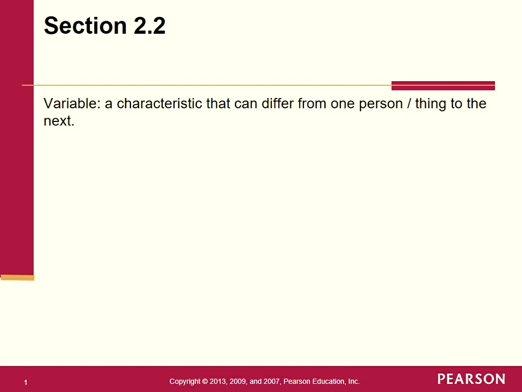Good day, everyone. So we're going to go over section 2.2, and the first thing that we're going to talk about are variables. So you've heard of variables before. Here, a variable is a characteristic that can differ from one person or thing to the next. You're used to variables in, say, algebra. You have things like 2x plus 5 is equal to 10, and then you would solve for x, and you would say that x is a variable.